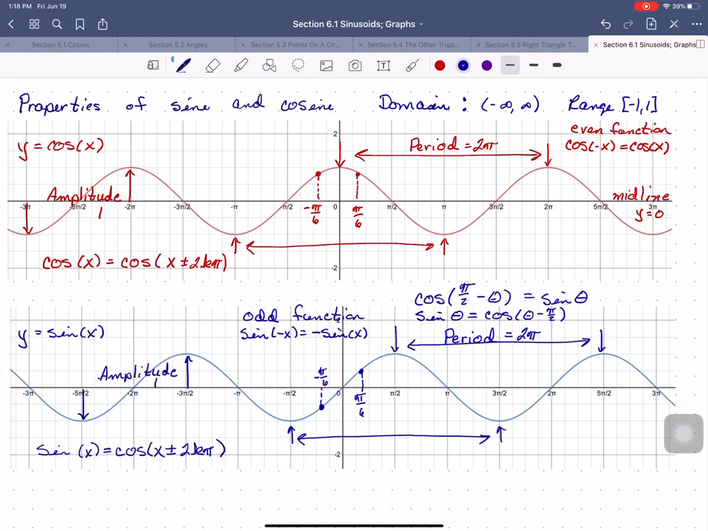Okay, we're going to stop this here, and I'll be back with a subsequent video to talk about how we can solve a problem and some details about the amplitude.